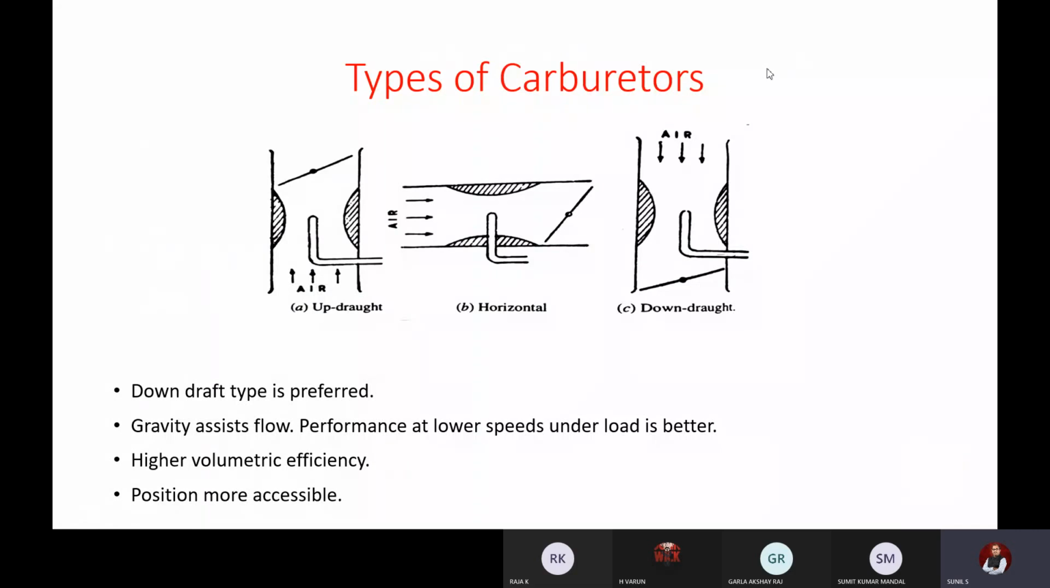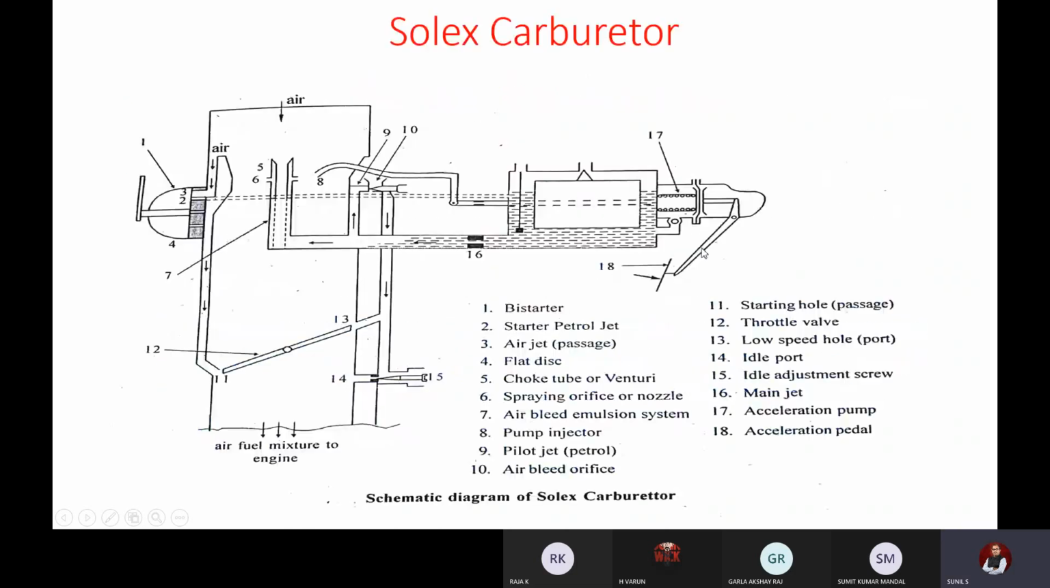We have discussed the types of carburetor so far, right? Okay. So coming to the next, the first type of improved version of the carburetor is the Solex carburetor. Same mechanism. There is a Venturi over here. You can clearly see. So the Venturi mechanism is here. A sudden change in the area.